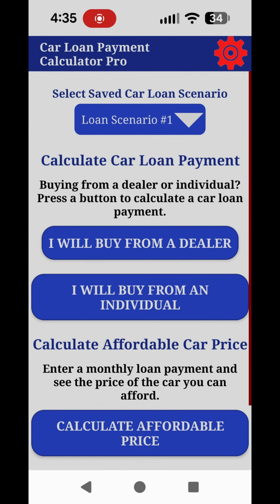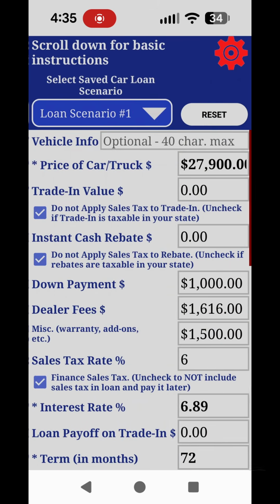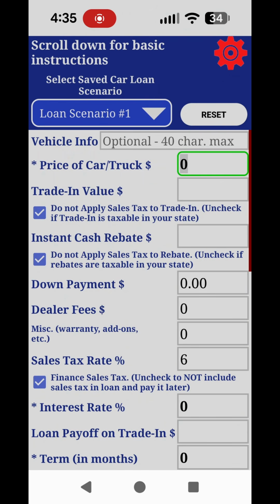So here's how we're going to do this loan. If you remember the last one that we did, I had you calculate affordable price. In other words, if your threshold was $500 a month, you would type in 500, and then you put in all the parameters and it would tell you what priced car you should be looking at. Today, we're going to do something a little bit different, and it's going to calculate the payment per month based upon a car that you input. So we're going to buy from the dealer, going to hit reset.